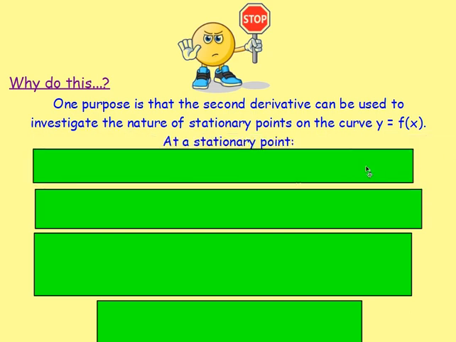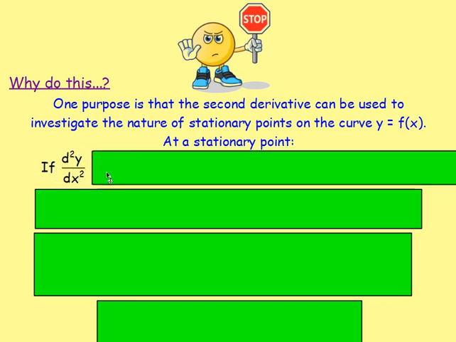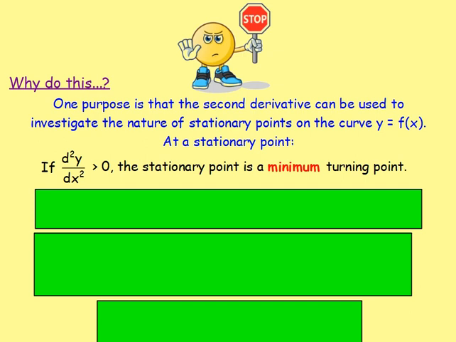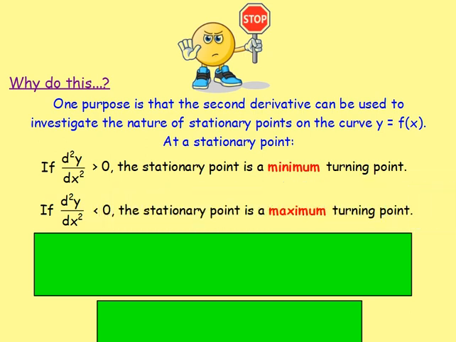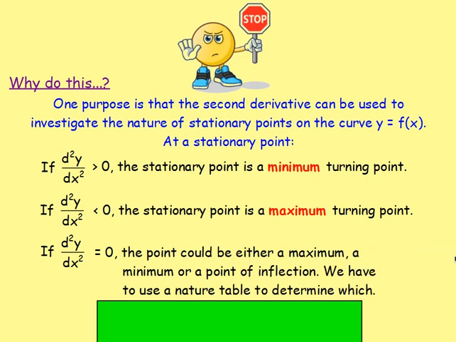At a stationary point, if you work out d2y by dx squared and it works out to be a positive value, well, what that means is that the stationary point is a minimum. So you'd have a minimum turning point. If the second derivative, d2y by dx squared, works out to be a negative number, so if it's less than 0, then the stationary point works out to be a maximum turning point. And if d2y by dx squared works out to be 0, well, what that means is there's not enough information given. It could be a maximum, could be a minimum, or it could indicate a point of inflection, and you'd have to use a nature table to determine which.